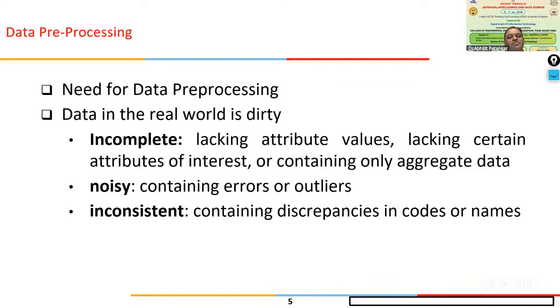Then noisy data. Noisy data consists of errors or outliers, meaning the values you want to consider for your research are not actually there; there are some error values, some deviation from the actual values. You call it noisy data, and you need to remove that noise to make the data usable in pre-processing. Then some data is inconsistent, meaning it contains discrepancies in code or name. We need to remove those discrepancies to make the data consistent and usable. These are the operations we need to perform on the data.